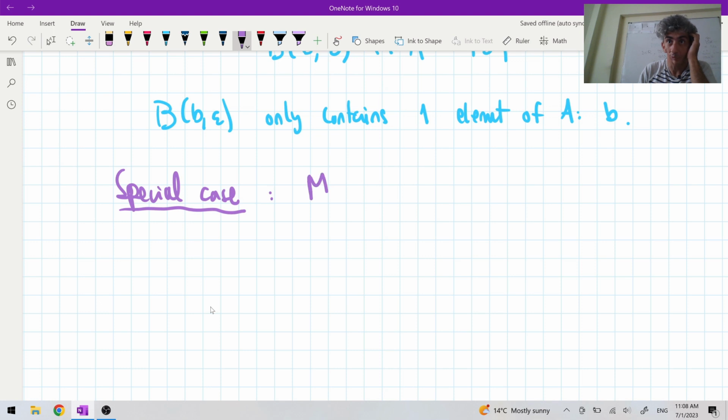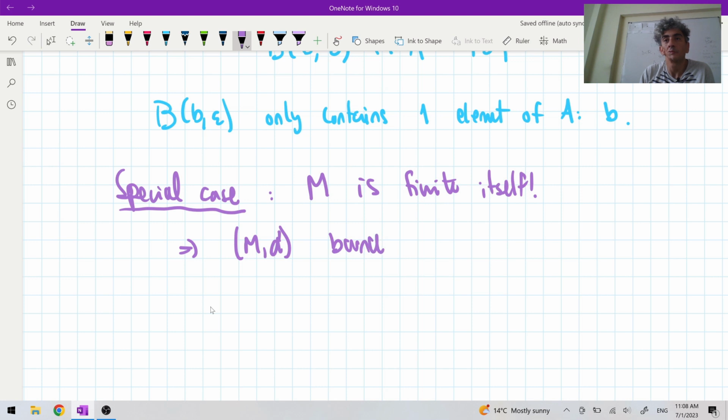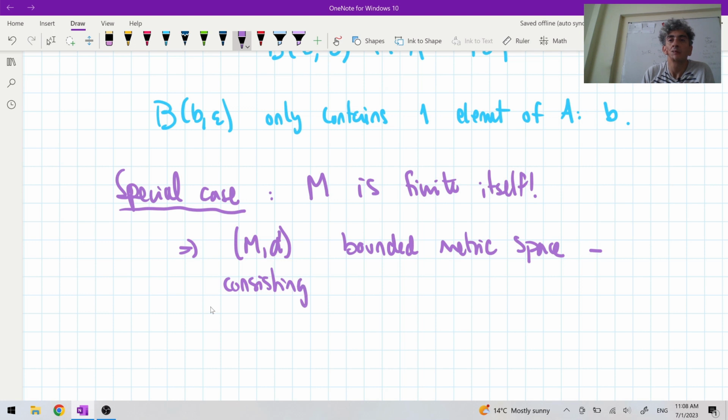A special case comes when the metric space is finite itself. Then it's a bounded metric space consisting of isolated points.